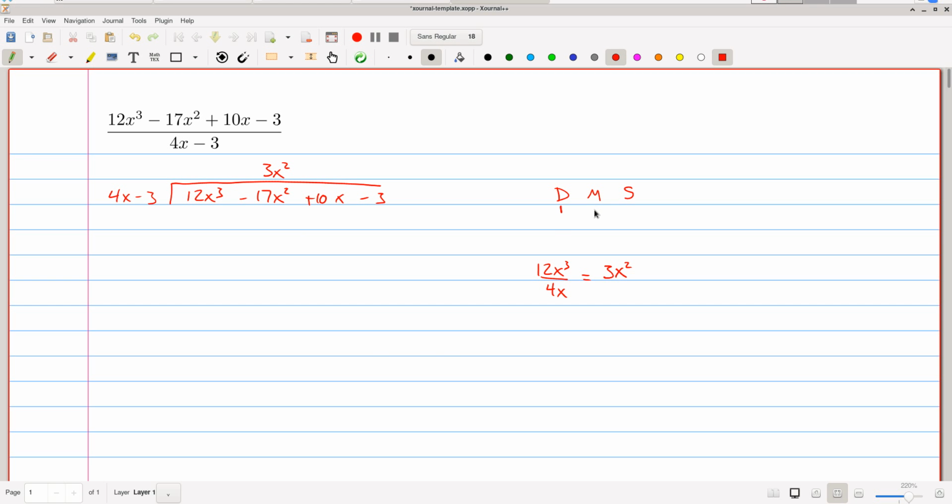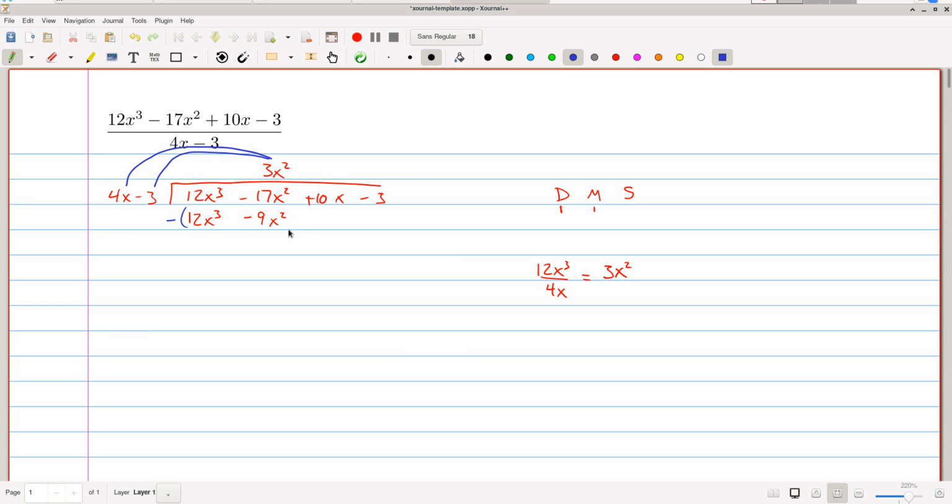Next, we multiply. That means we take the 3x squared we just got and we distribute it to both terms over in the divisor. So 3x squared times 4x is 12x cubed. 3x squared times negative 3 is negative 9x squared. That takes care of the multiplication step. Next up, we're going to subtract.